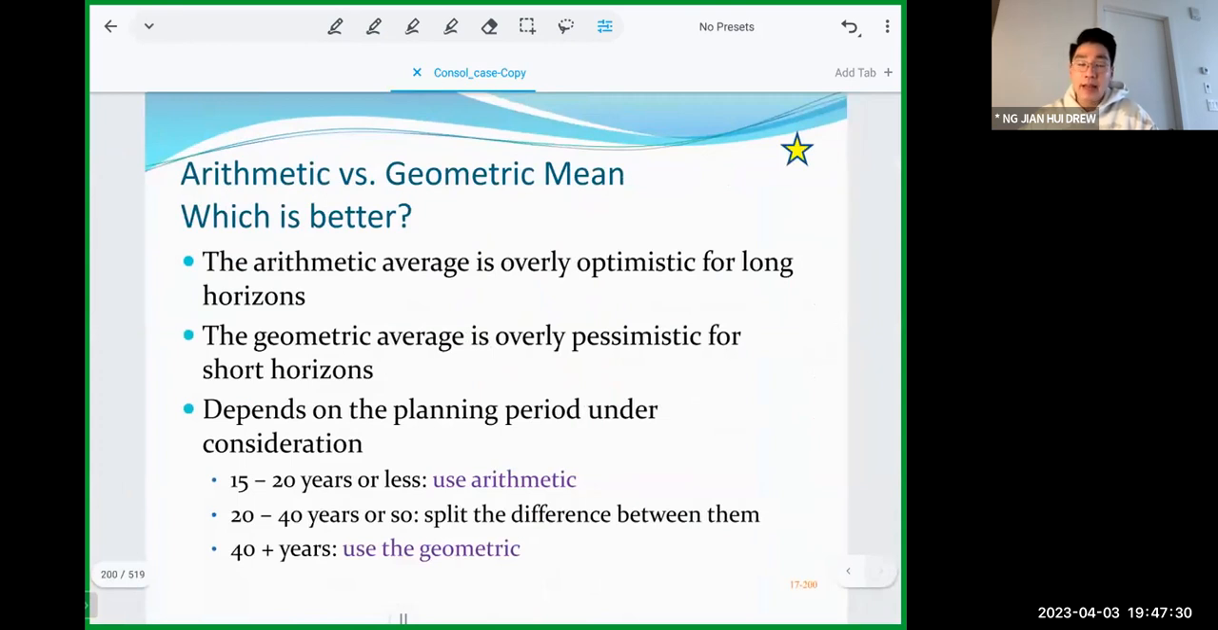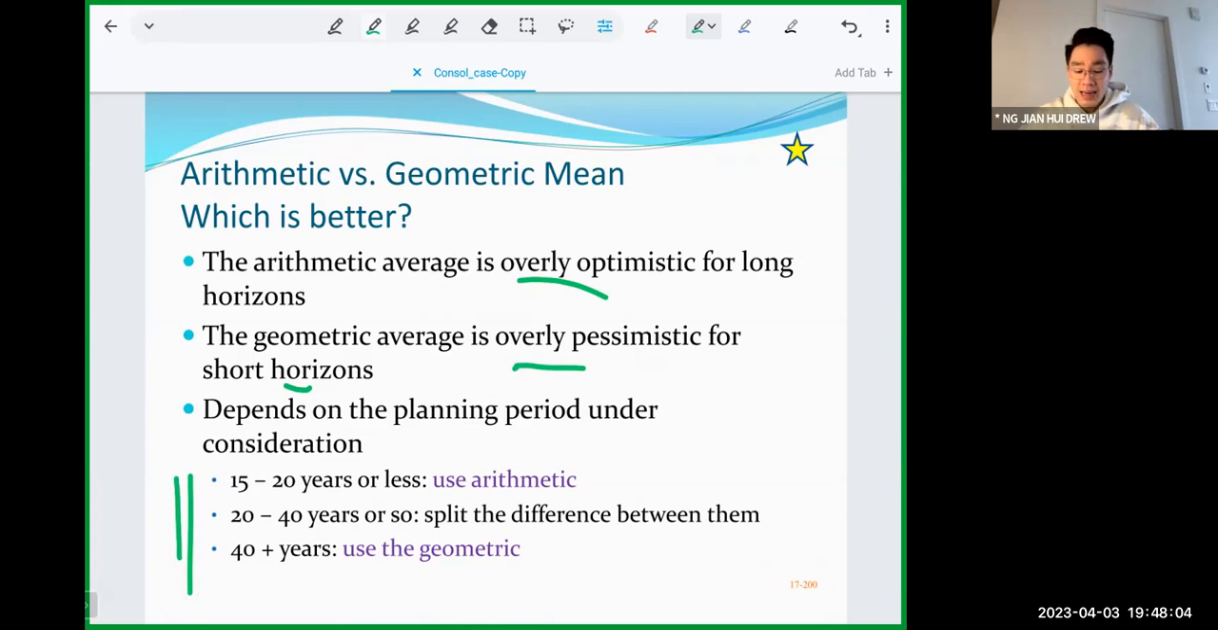So we know that geometric return is always less than arithmetic return. The arithmetic return is kind of over optimistic. Geometric return can be overly pessimistic over a short horizon. So depending on the period that we use, whether it's 15, 20, 40 and above, we can use various mean calculations. So this is just a very theoretical estimation of when you should use arithmetic and when you should use geometric.